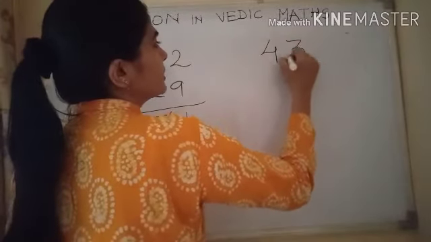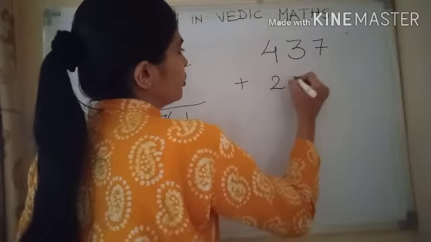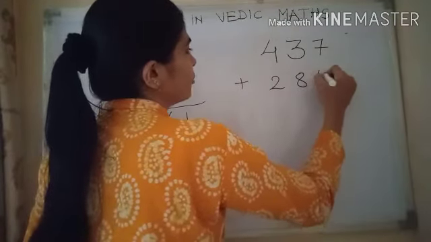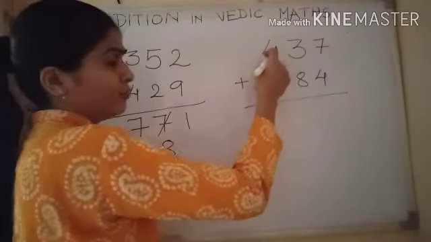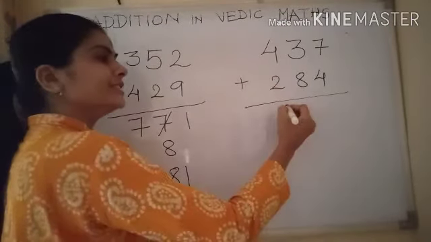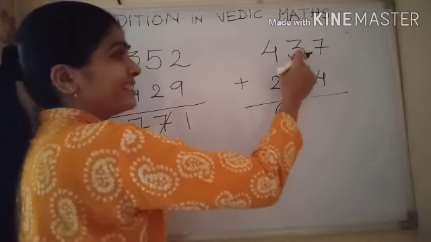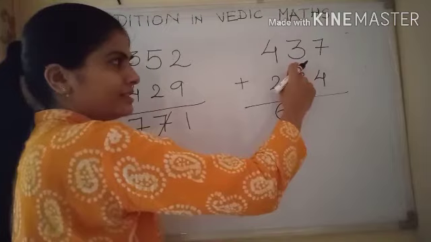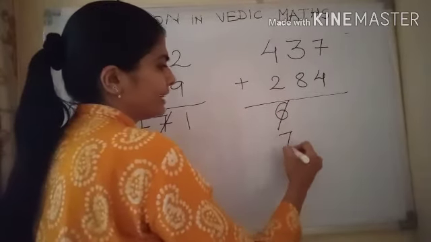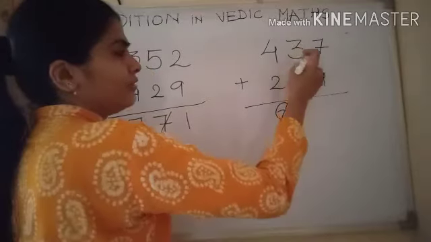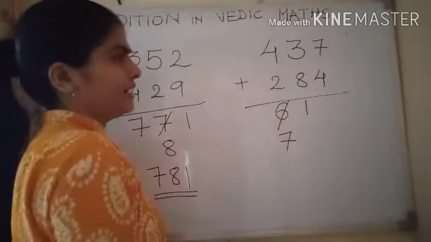437 plus 284. Now 4 plus 2, which is equal to 6. But what about the next pair? 3 and 8, that is 11. It means it is a carry combination, right? So instead of 6 we need to write 7. Now 3 plus 8 is 11. So I am going to write 1.